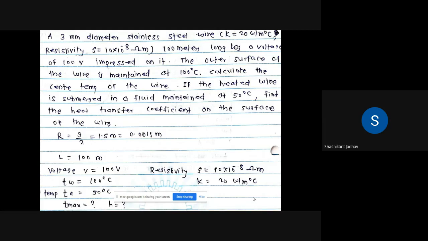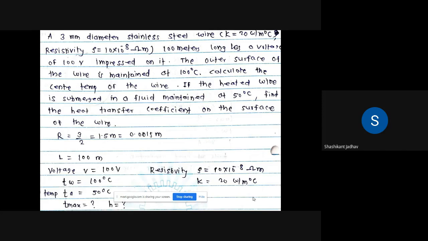Then ambient temperature is given, submerged in a fluid. So whatever the ambient temperature, that is 50 degrees Celsius. So TA is equal to 50 degrees Celsius. Then find the heat transfer coefficient on the surface of the wire. Find the heat transfer coefficient means we have to calculate the h. So h is equal to question mark.